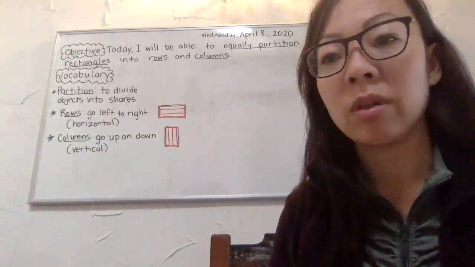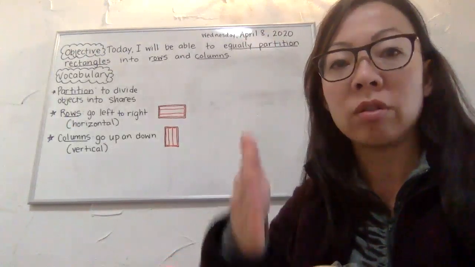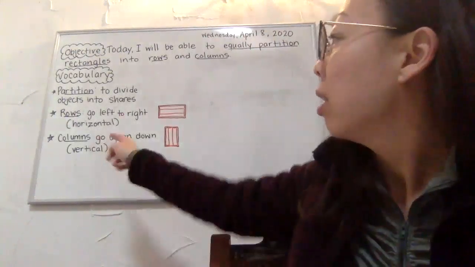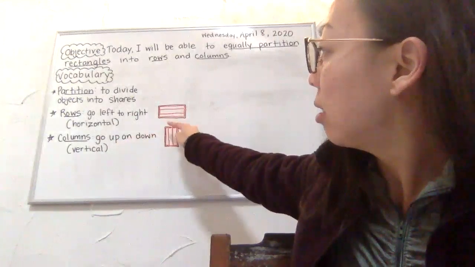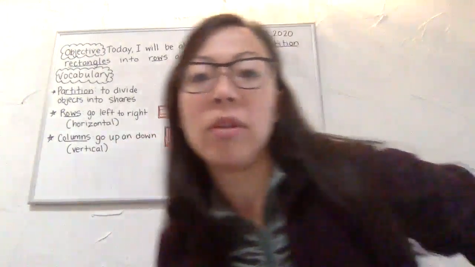And for columns, we are making vertical lines, vertical shapes. So the space that we have goes up to down, and it's this space that we cut up inside the rectangle. They're vertical. Let's do a couple of examples.